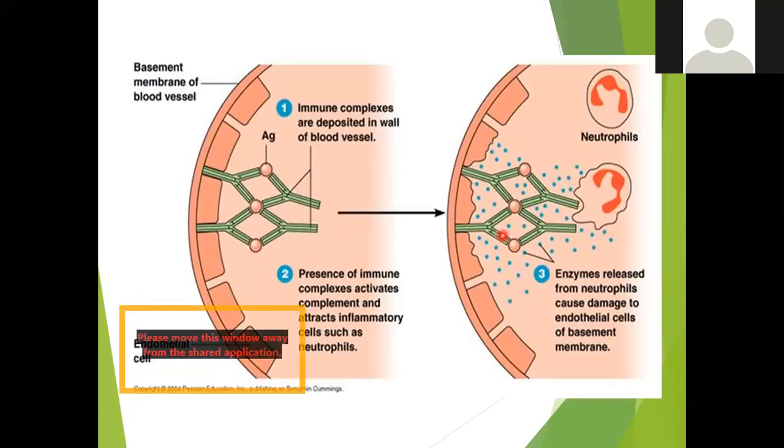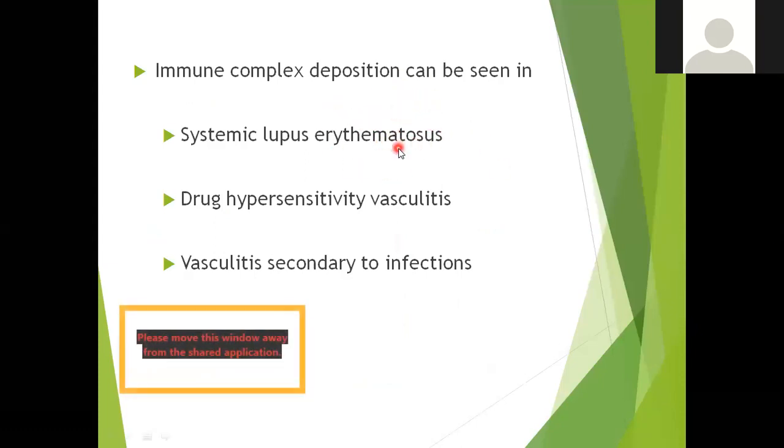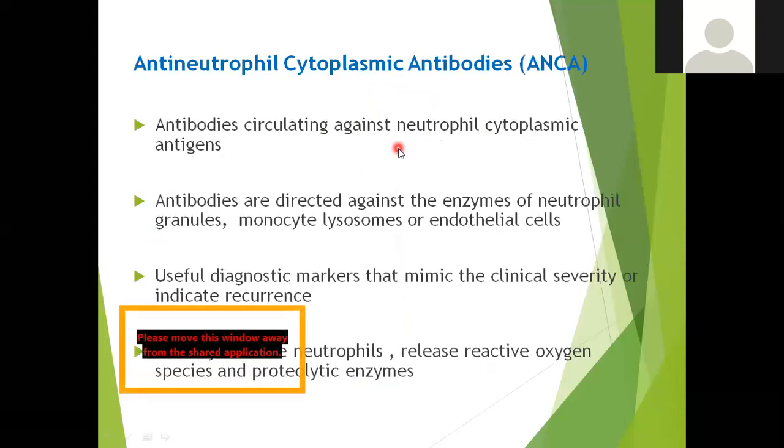So here again, you can see these are the immune complexes which are adhered to the vessel wall, and here you can see it activated the complement system, and therefore neutrophils are recruited. The neutrophils release enzymes, and these enzymes will damage the vessel wall. Okay. So the prototype, as I told you, is systemic lupus erythematosus, and it is also seen in polyarteritis nodosa.